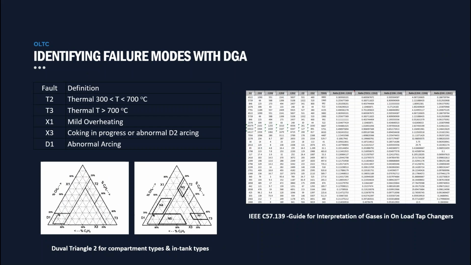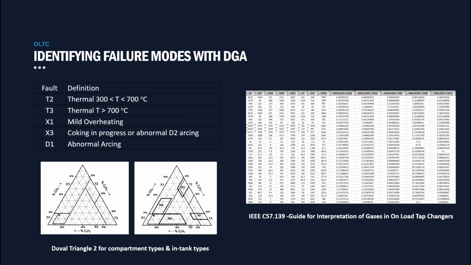So we use this particular standard, IEEE C57.139. With different types of transformers, there are different acceptable levels for particular gases. We don't really have this for on-load tap changers. They just operate in such a different way according to the manufacturer.